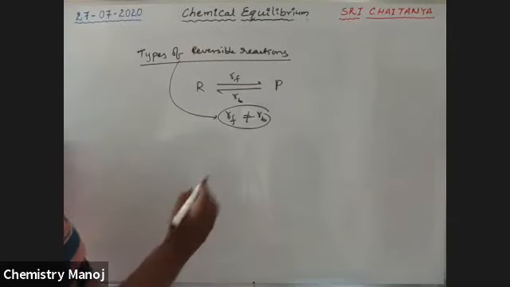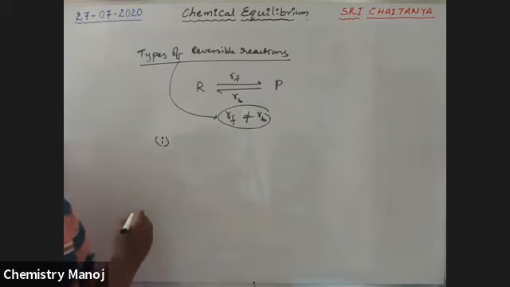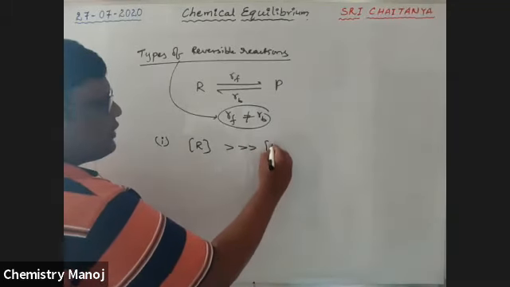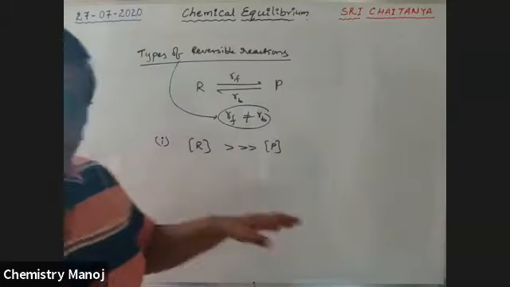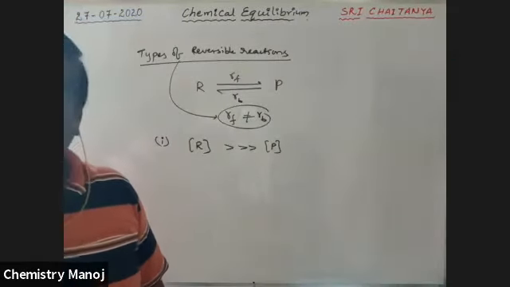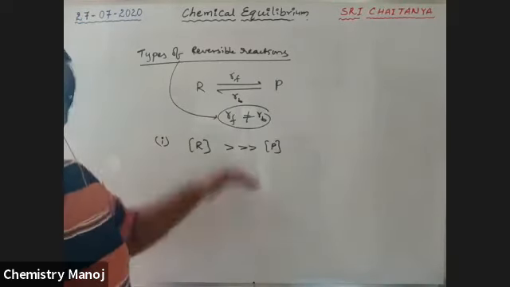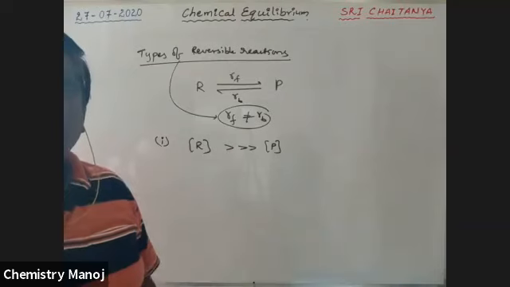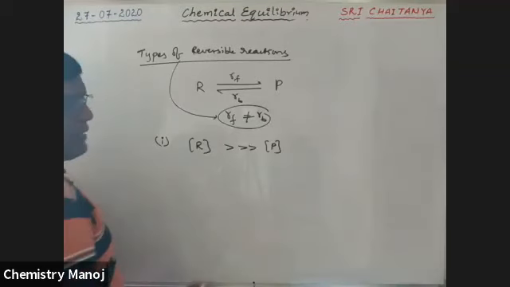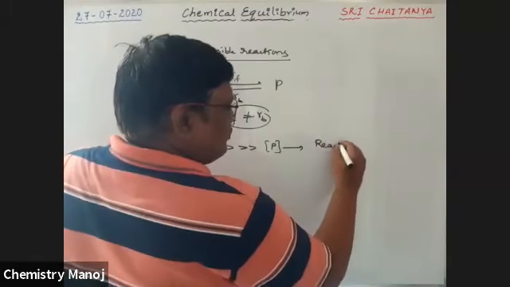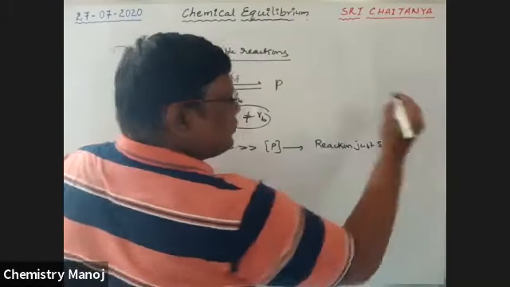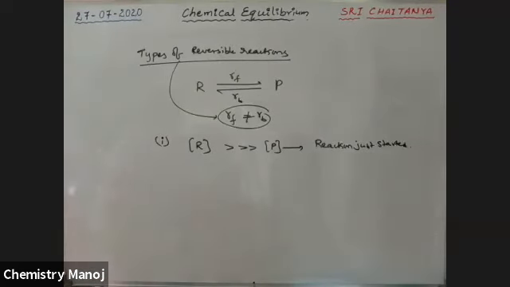See here, there are three types. Case one: the concentration of reactants is much greater than the concentration of products. What does this mean, my dear boys? Has the reaction just started or is it going to complete? Reactants are much higher than products. It means the reaction has just started. That's good, my dear boy.